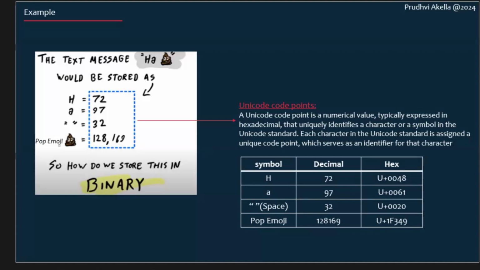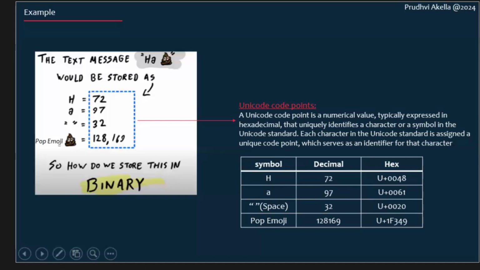Okay, so now, how do we store this in binary? That's the question, correct? Ultimately, what computers understand is binary. We keep talking about this. So how can we represent this in binary? A Unicode code point is a numerical number. So what is a code point? A code point is nothing but the numbers that you're seeing over here. When you talk in the context of Unicode, we call them code points, as simple as it is. They are typically expressed in hexadecimal numbers.